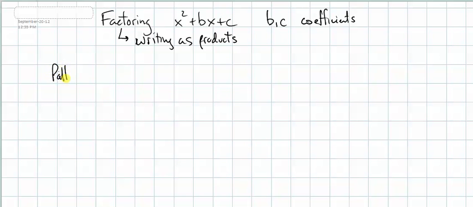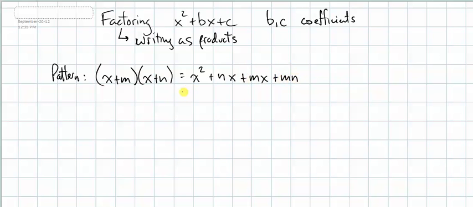There's a pattern that's important to observe. If I gave you x plus m times x plus n, two binomials, FOIL would give x squared plus nx plus mx plus mn. Gathering common terms, the middle two are like terms, so I can simplify to this expression.